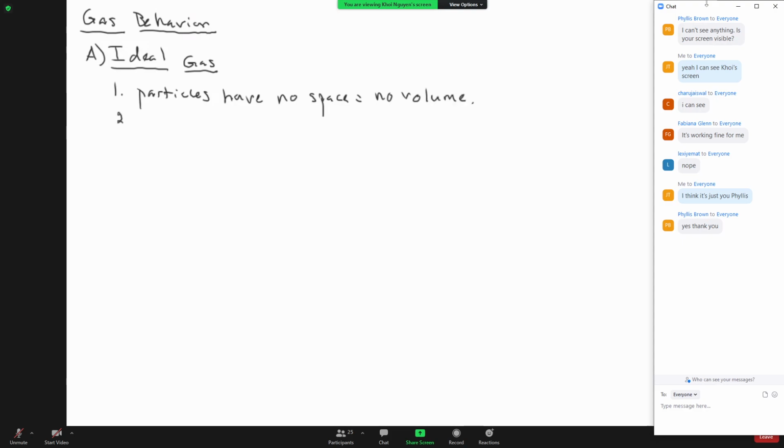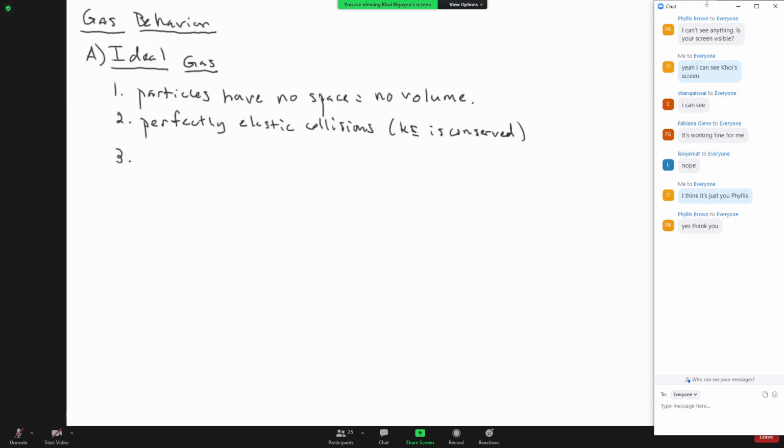Two, perfectly elastic collisions. So all the collisions that we have with every molecule are conserved. So kinetic energy between the collisions is conserved. So none of the energy is lost during the collisions when we have an ideal gas.